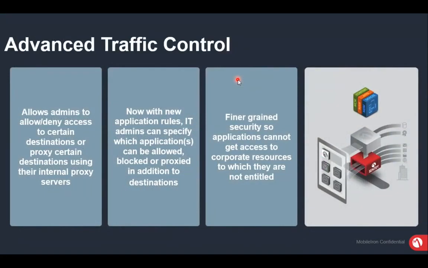And we have granular control. So the admin can allow or deny access to a particular destination on the Sentry. Sentry will always check whether the device is authorized or authenticated to view the corporate resources in the backend. And with the Tunnel, it can also specify which application is to be allowed and which application is not to be allowed.